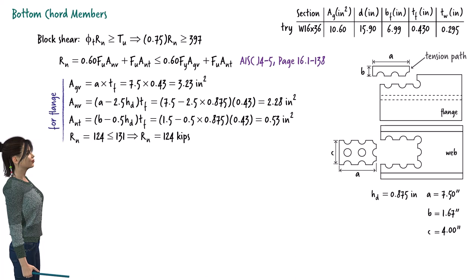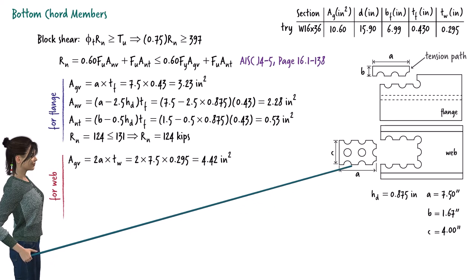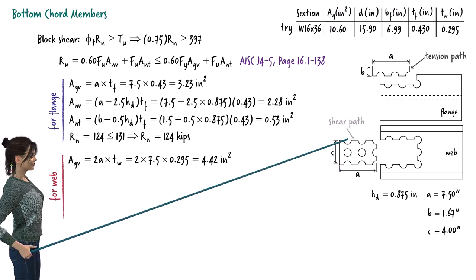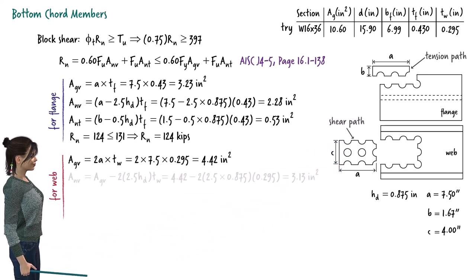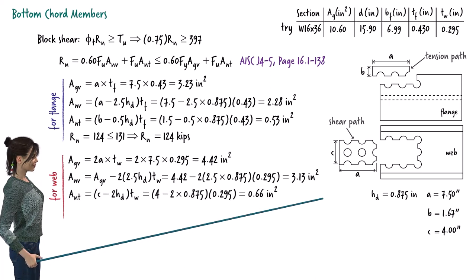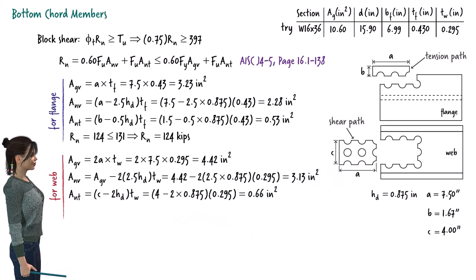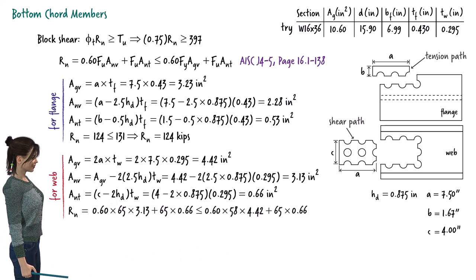We can perform similar calculations for the web. The gross shear area for the web is the area along these 2 equal length paths. And the net shear area equals the gross shear area minus the area due to the holes along the shear path. The net tension area for the web is the area along this path. The nominal block shear strength for the web can be expressed as the following, or this.